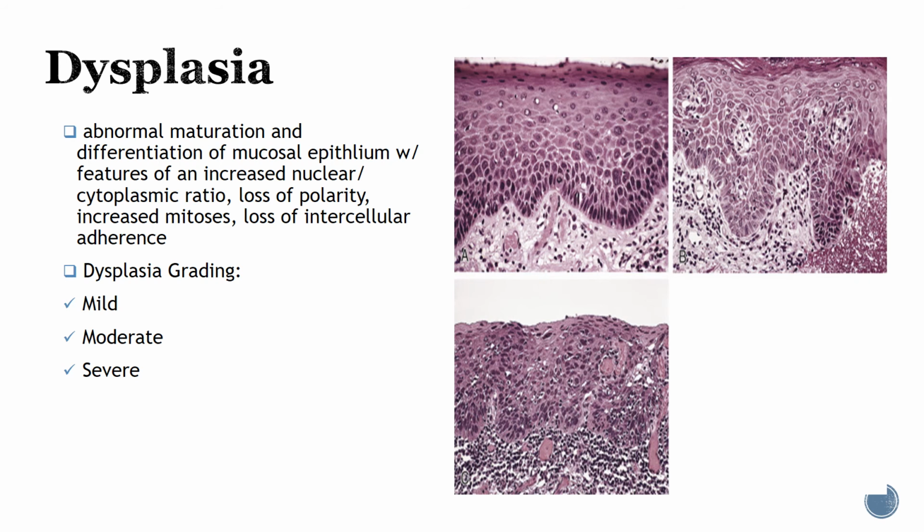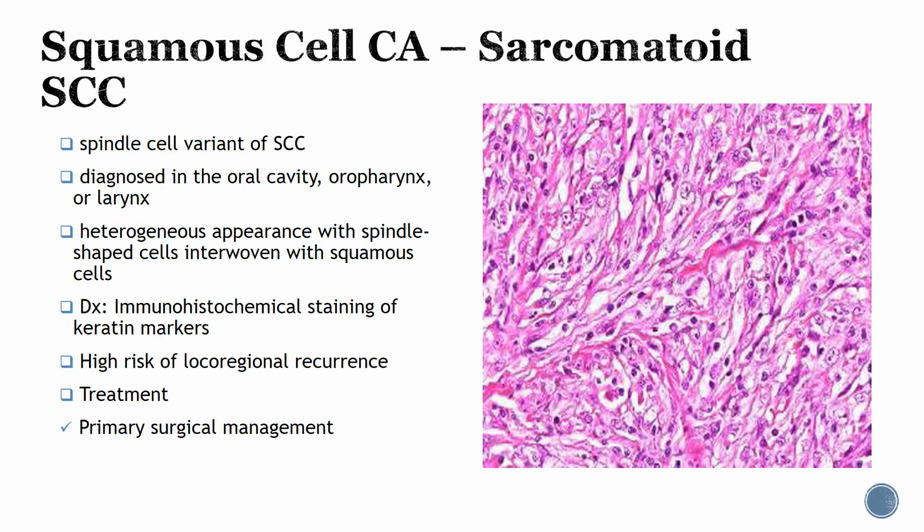Dysplasia is abnormal maturation and differentiation of the mucosal epithelium, with features of an increased nuclear cytoplasmic ratio, loss of polarity, increased mitosis, and loss of intercellular adherence. Dysplasia is graded as mild, moderate, or severe. Sarcomatoid squamous cell carcinoma is a spindle cell variant of squamous cell carcinoma.